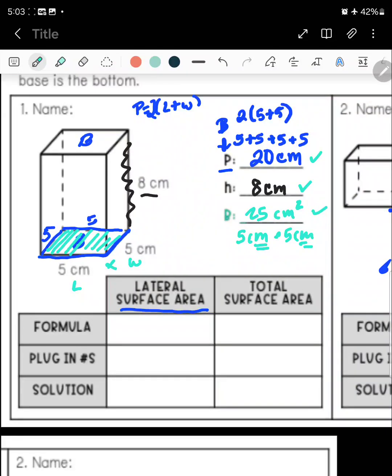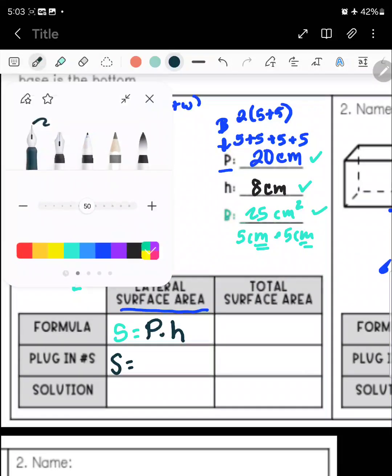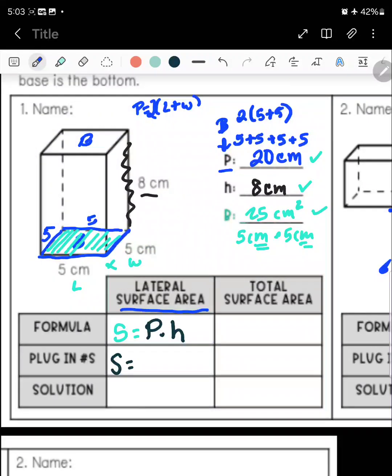So what's the formula for lateral surface area? It's going to be this one. Surface area for lateral is perimeter of the base times the height. Super simple. So let's go ahead and plug in. You're just going to put the S right there. And I know that the perimeter is this number right here, right? 20. And you're going to multiply by height. So what's the height? 8.